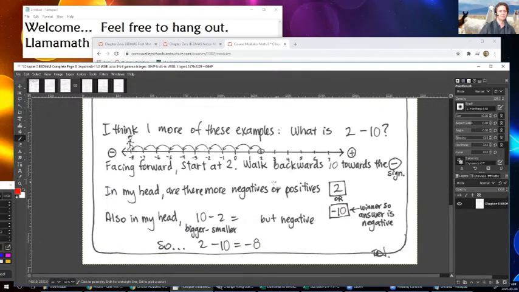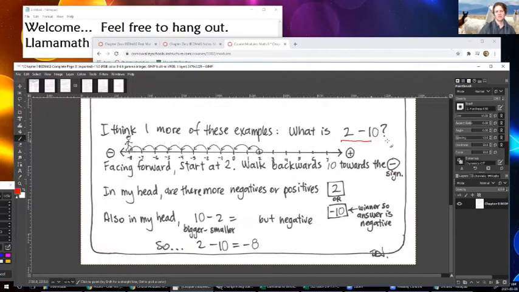All right. What is 2 minus 10? So that's the question here. So again, on the number line, we can start at 2. We walk backwards. This is backwards here. Facing forward, start at 2, walk backwards 10 towards the negative sign. What I do is I'm going to break this up into the -10 and the +2.